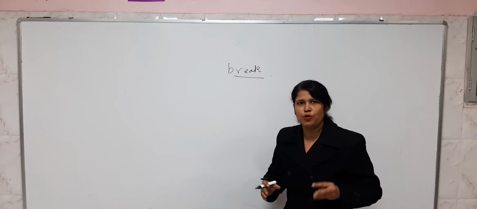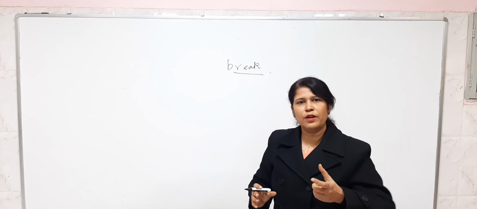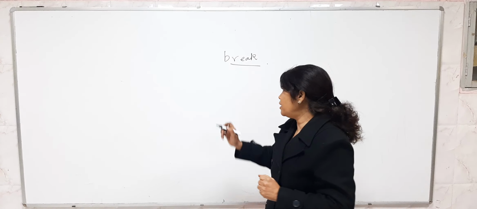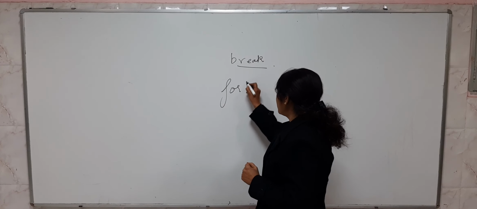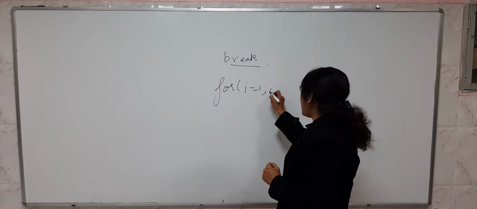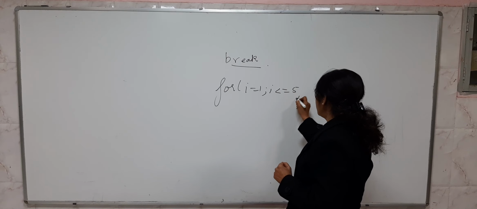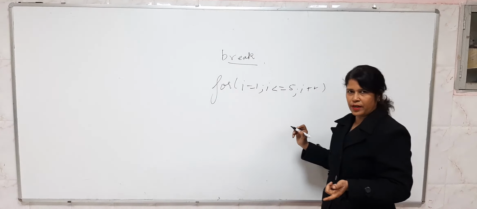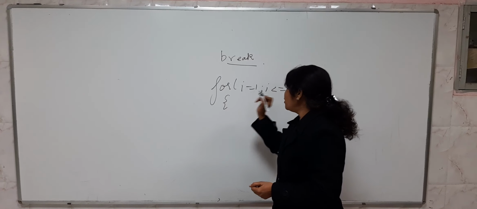What happens if we put a break statement in a for loop? It will come out of the loop if the condition is met. I'll show you one example. Suppose I write for i = 1, i <= 5, i++. So how many times will this loop run? 5 times.